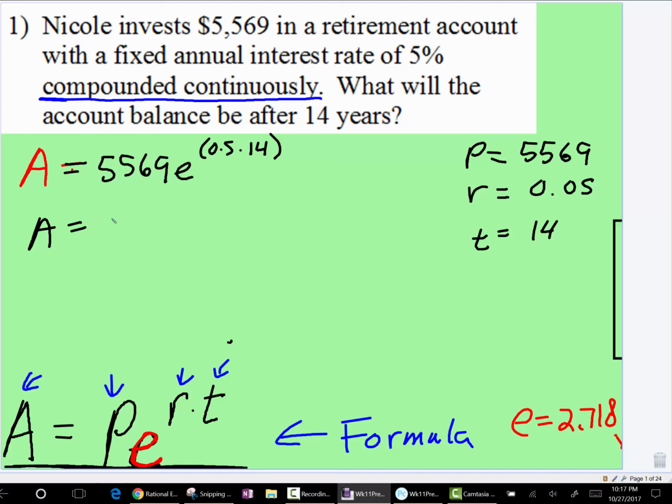Oh, this would be cool. $6,107,150 and about 6 cents. Could you imagine after 14 years with only a $5,500 investment having $6 million? That would be cool. But that's how that works. If you can find something compounded continuously, that would be a very sweet deal.